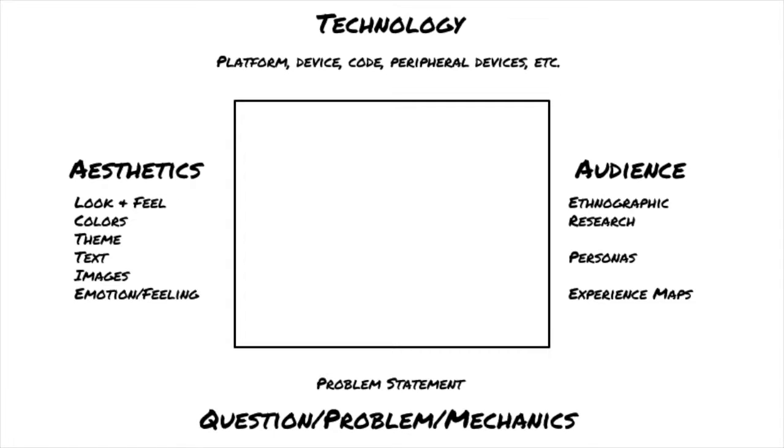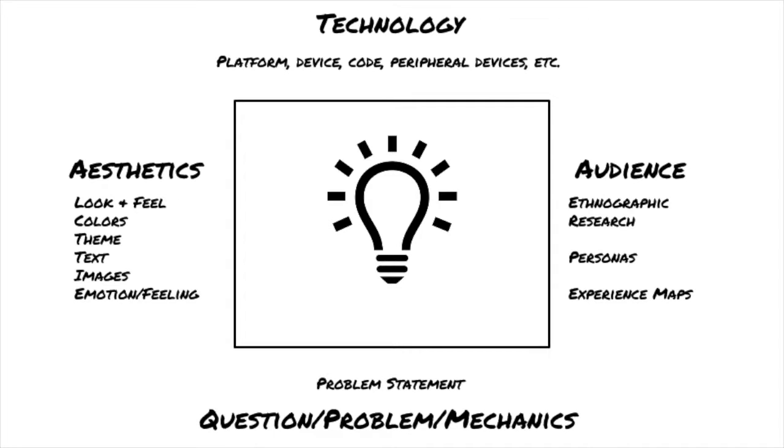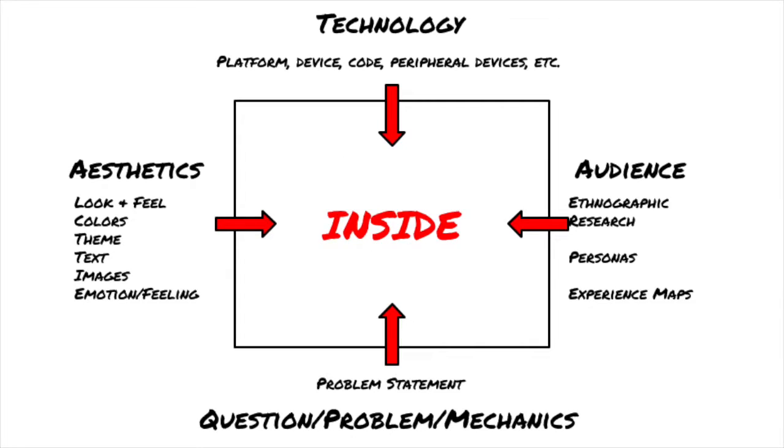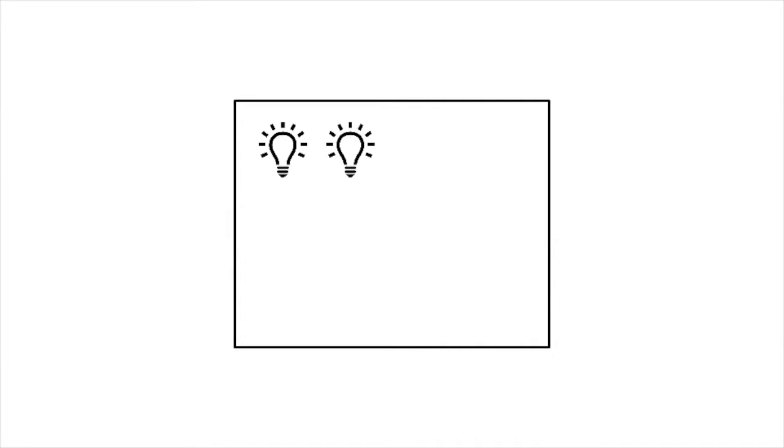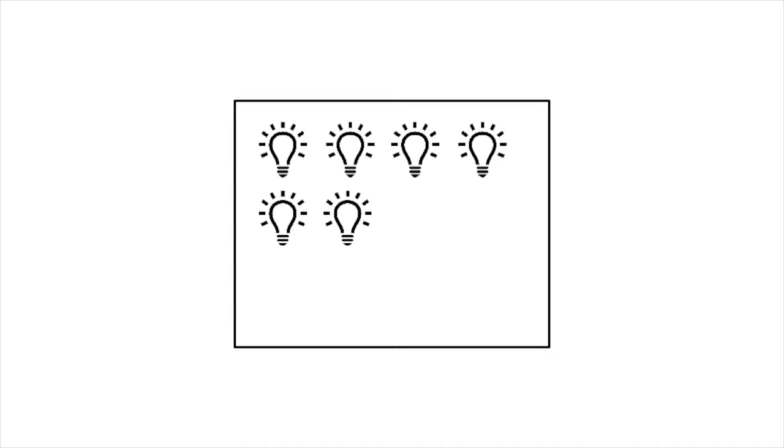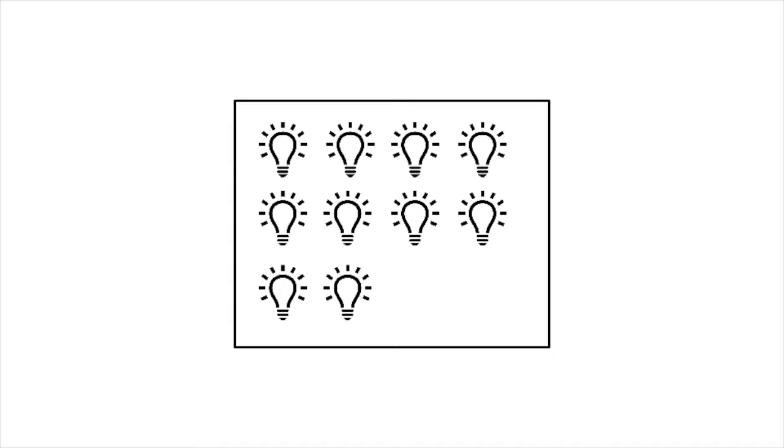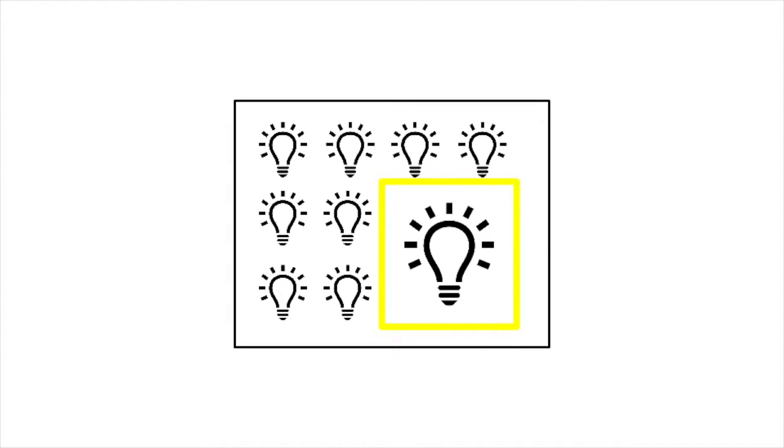Once you define the constraints, you then start the ideation process to come up with ideas for your game that you write inside the box. Come up with as many ideas as you can. Don't judge or critically evaluate them at this time. Just throw them in the box. Riff off of the ideas that someone else has already put in the box to expand upon it and improve it.